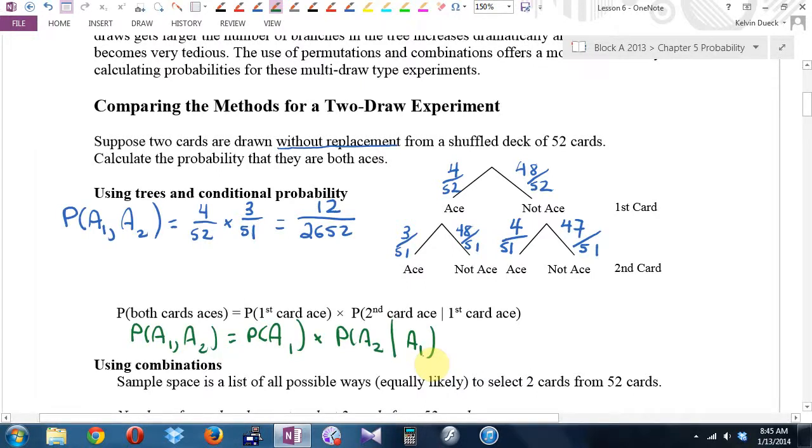Jacob, what they're saying is, since that's the second card an ace and that's the second card an ace, make sure you use the 3 out of 51, not the 4 out of 51. Make sure you use the ace 2 down the branch where you picked an ace on the first one. Don't use the other one.